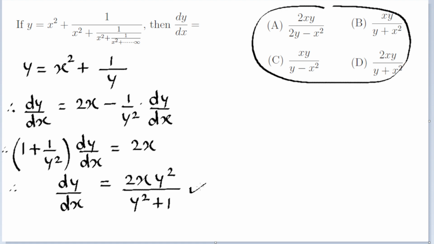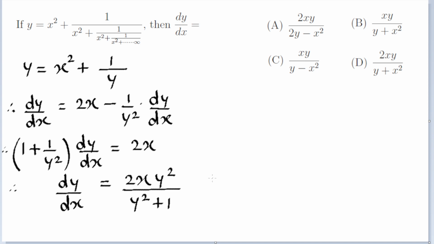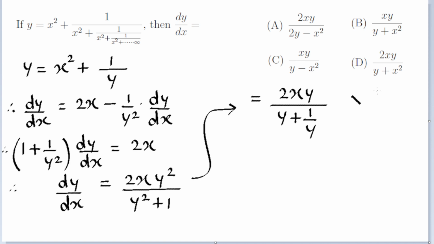So although what we have got is correct, we have to somehow transform it into a different form. So let's think, what can we do? For that, let us observe all the options contain only the xy term and not xy square. So that gives us a clue that suppose we divide the expression that we have got by y in numerator as well as denominator, we will get 2xy divided by y plus 1 upon y. Perfect. So okay, this is what we got. Still it is not one of the options given, so what else can we do?